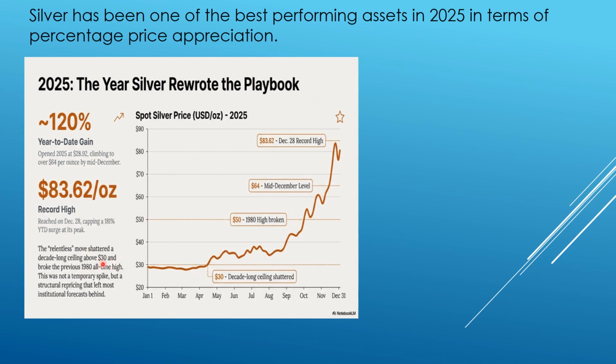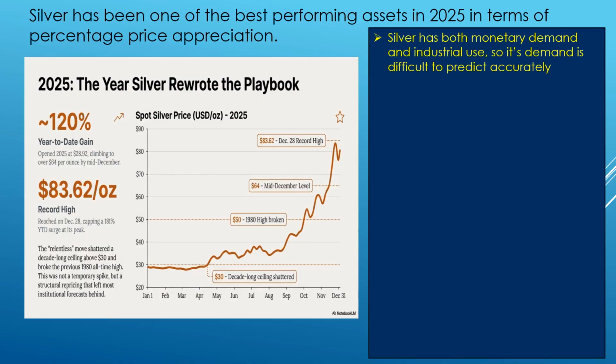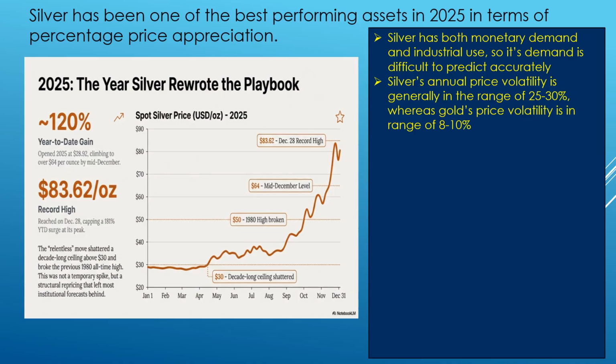The relentless move shattered a decade-long ceiling above $30 and broke the previous 1980 all-time high. This was not a temporary spike, but a structural repricing that left most institutional forecasts behind. Silver has both monetary demand and industrial use, so its demand is difficult to predict accurately.